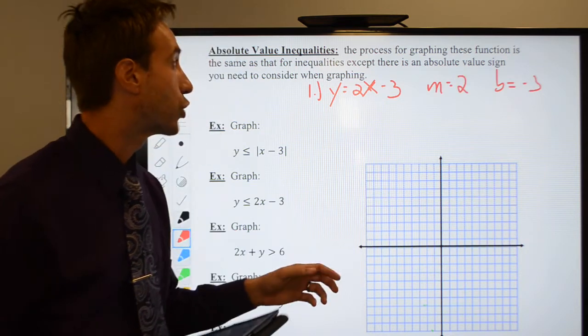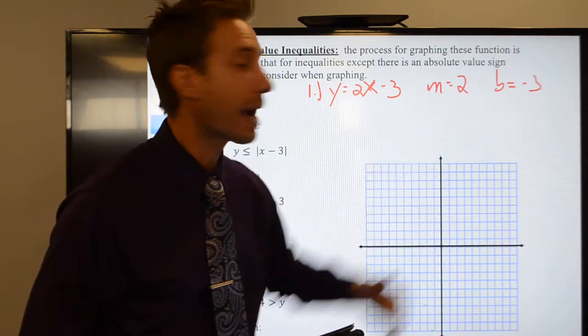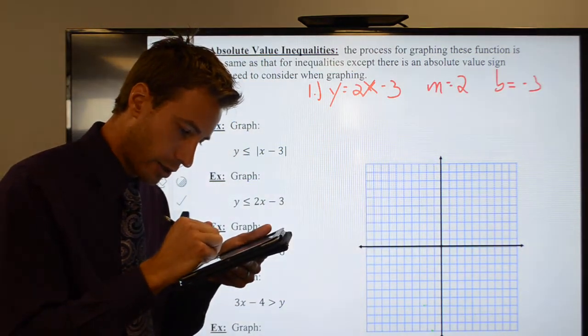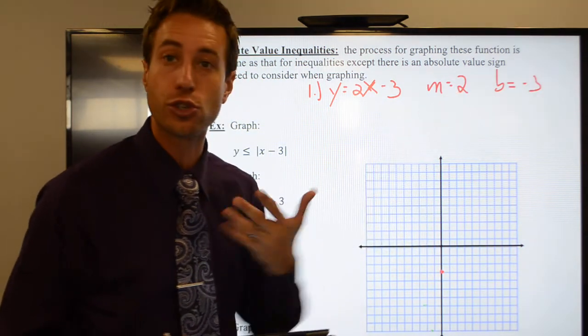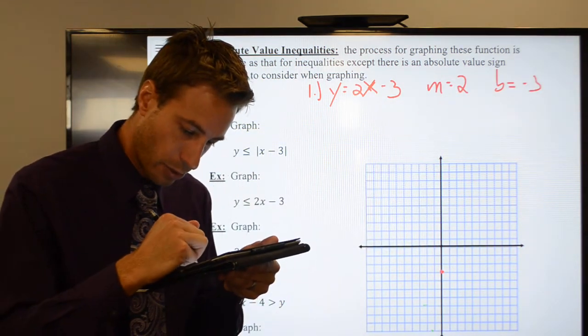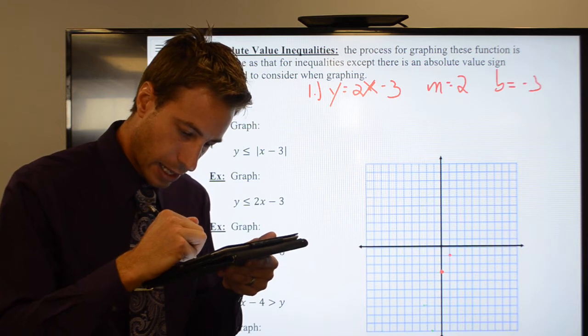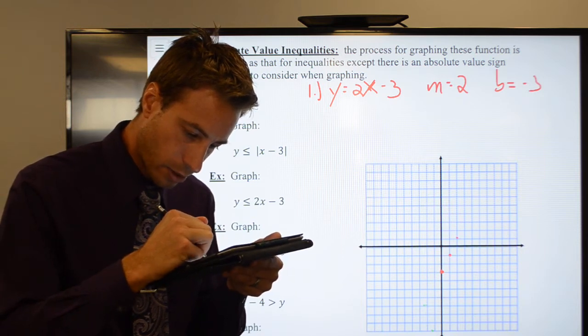Okay, so I am going to graph my y-intercept, which is at negative 3. 1, 2, 3, right about there. And then I'm going to use my slope, which is 2 over 1. That's up 2, 1, 2 over 1. Get a couple more, up 2 over 1, up 2 over 1.